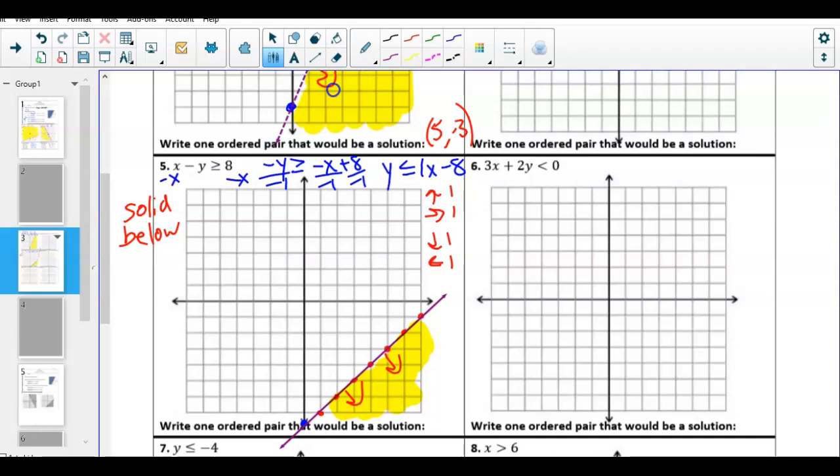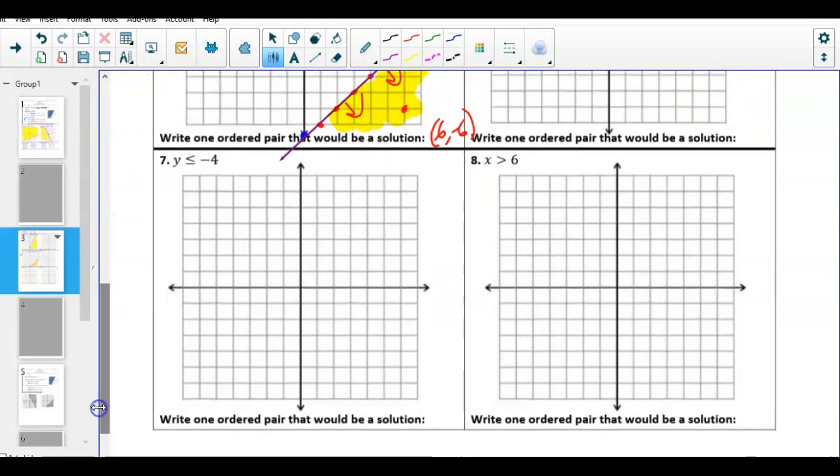Now, because this one is a solid line, I can choose any point that's on the line itself, or I can choose a point that's in the shaded area. Doesn't matter. I'm choosing the point that's in the shaded area, so that's 1, 2, 3, 4, 5, 6. 1, 2, 3, 4, 5, negative 6. But if I wanted to choose 7, negative 1, that would work as well. Right? The last type of inequalities you might see are our special cases.